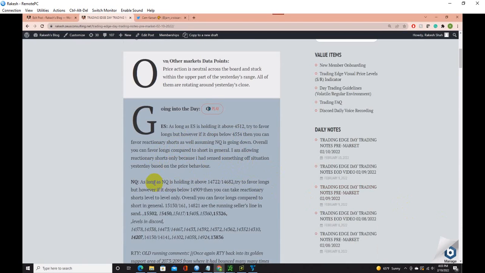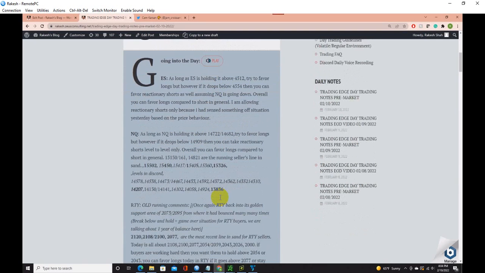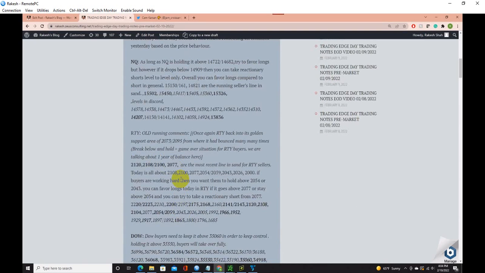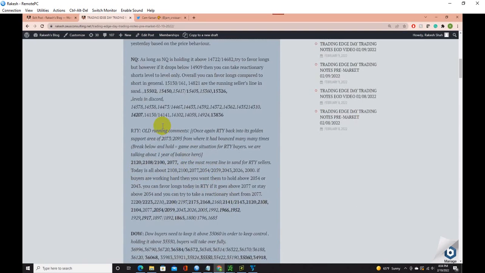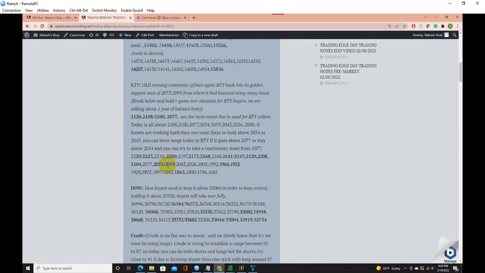As long as NQ is holding above 722, 682, try to favor long. But if it drops below 909, then you can take reactionary shorts, right? So remember this level, 909 and 54. Overall I'm saying stay long above this, but you can do reactionary shorts below this. And then Russell is also worded nicely here. You can read through it and follow into Russell and see how it behaved from this level, 2100, 77.